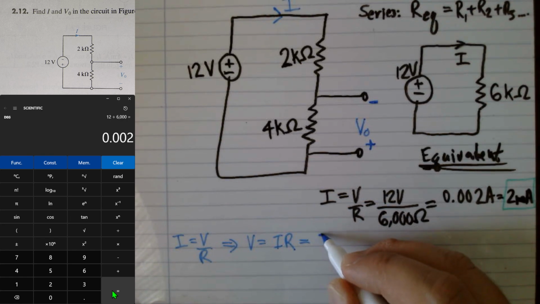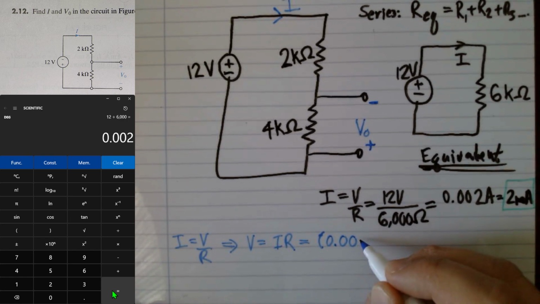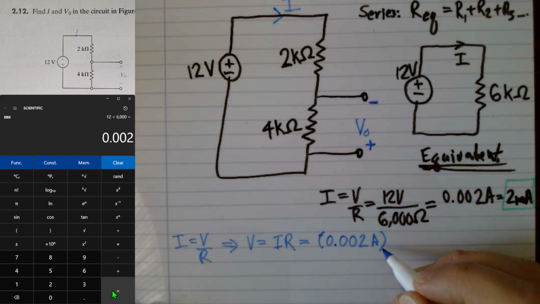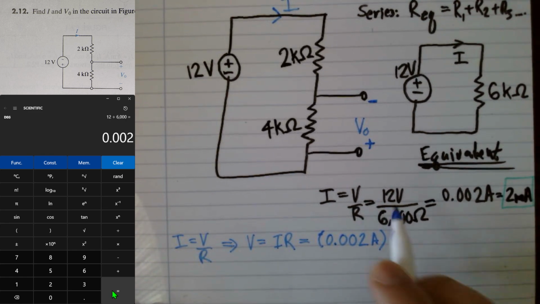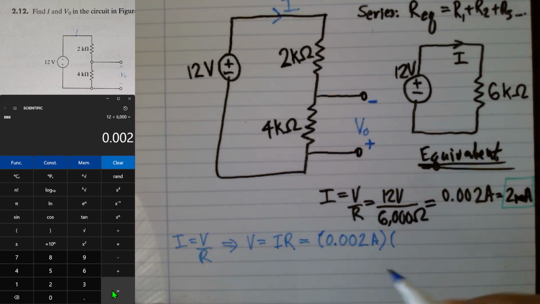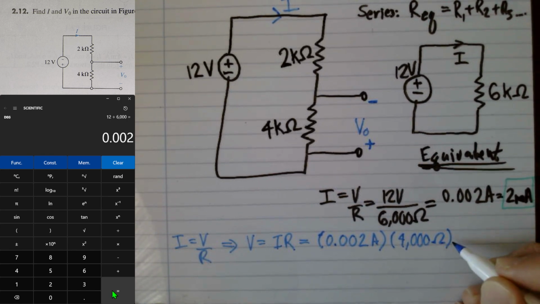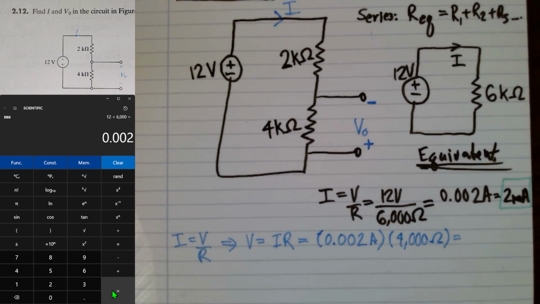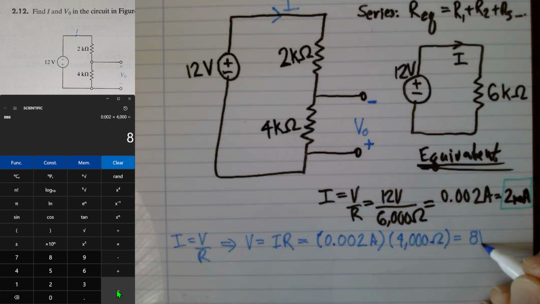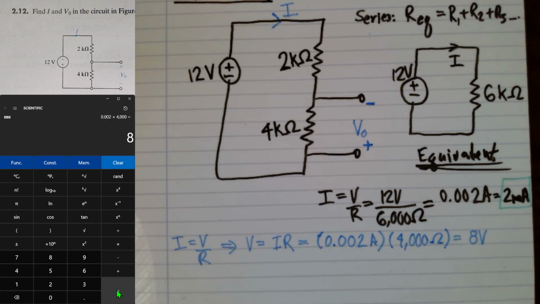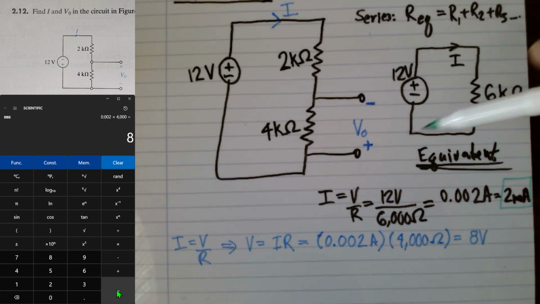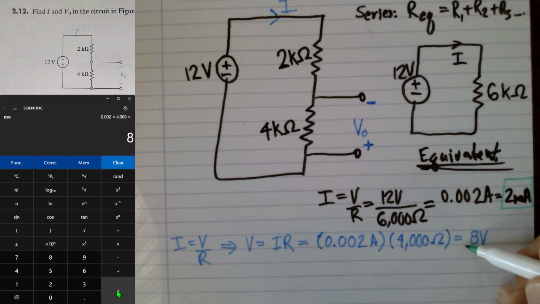So we plug in 2 milliamps, which we know is, we had before, 0.002 amps, multiplied by just this resistor, to find its voltage drop, which is 4,000 ohms. Okay, so we do 0.002 times 4,000, and we get simply 8 volts. Okay, so that'll be our answer for the voltage drop across the 4 kiloohm resistor, which is 8 volts.